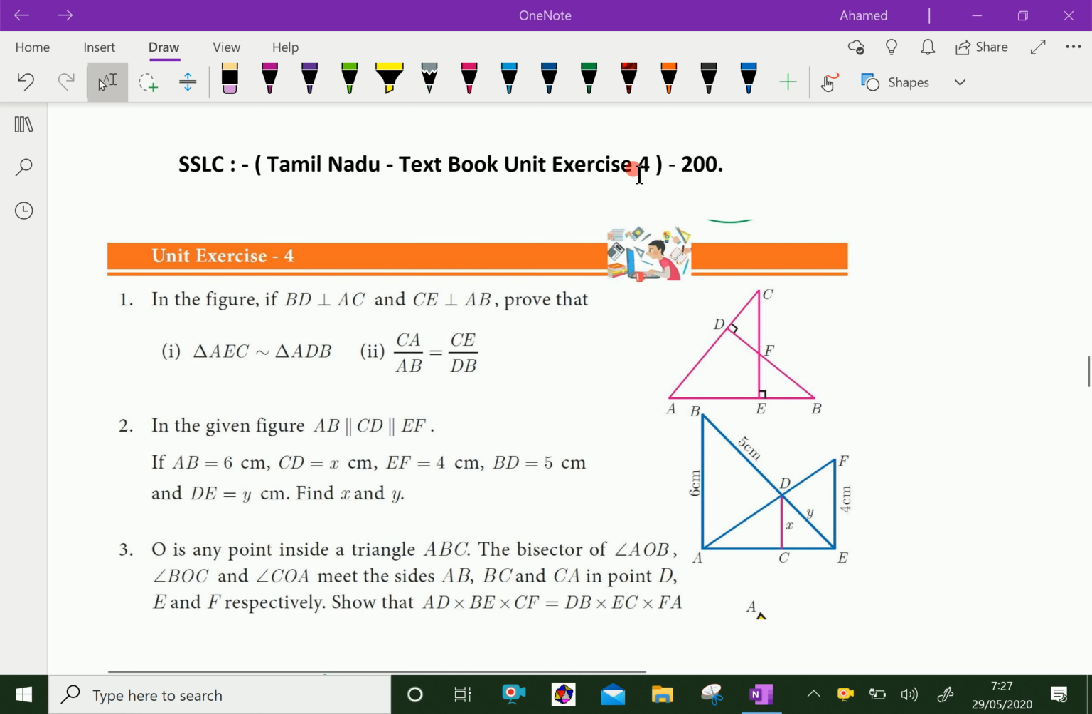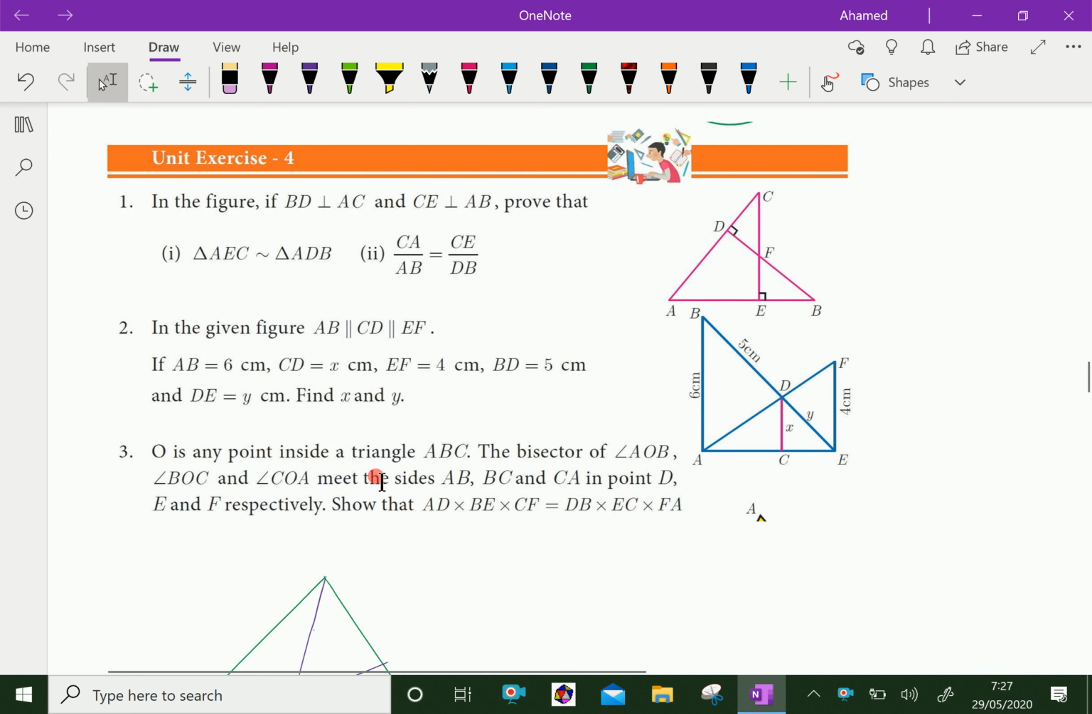Let us do Tamil Nadu SSLC textbook unit exercise 4 question number 3. O is any point inside a triangle ABC. The bisectors of angles AOB, BOC and COA meet the sides AB, BC, CA in points D, E and F respectively. Show that AD into BE into CF equals DB into EC into FA.